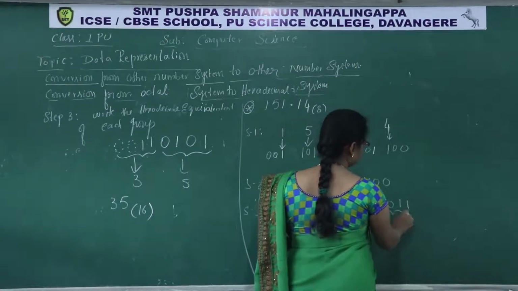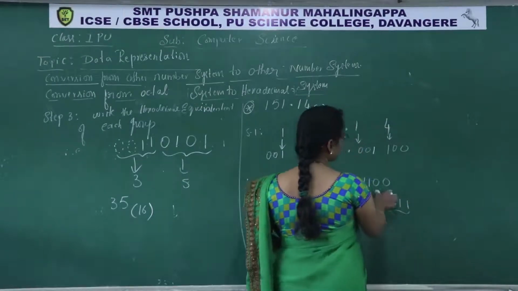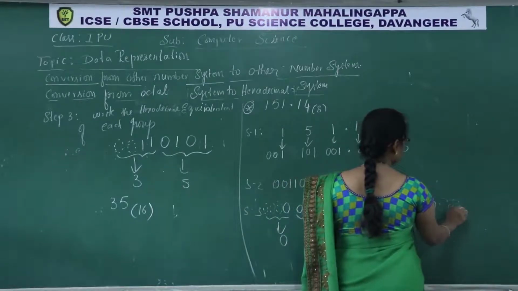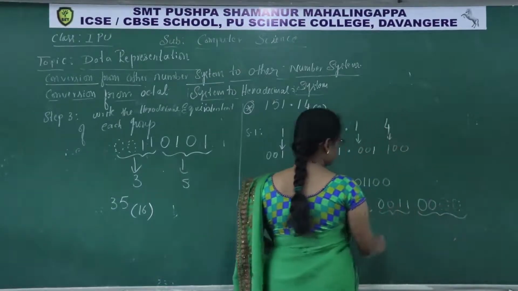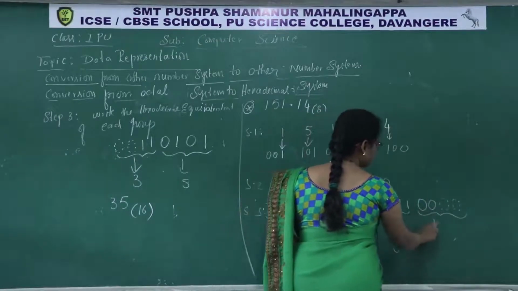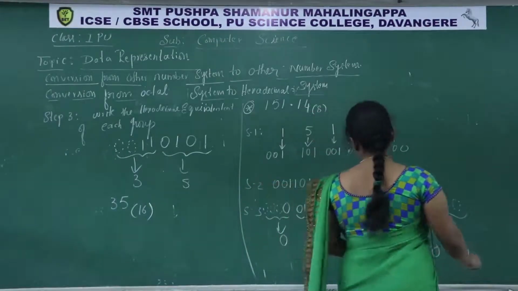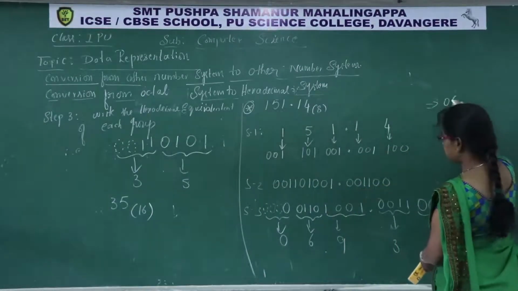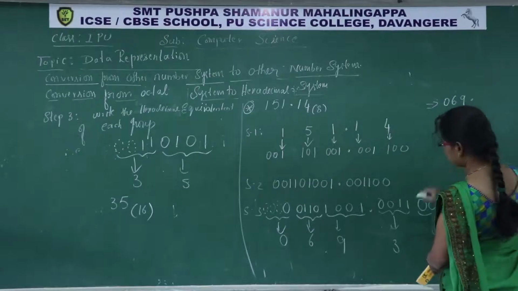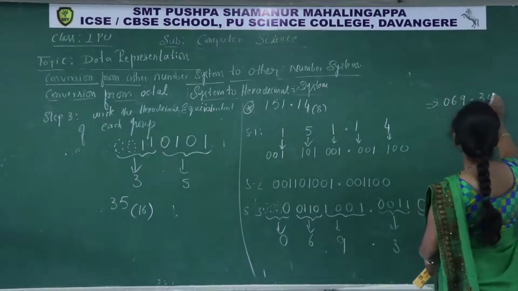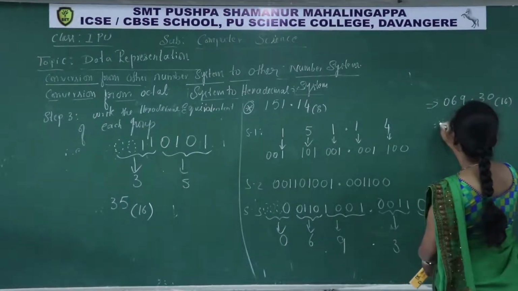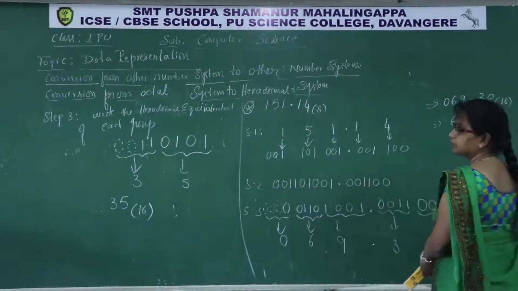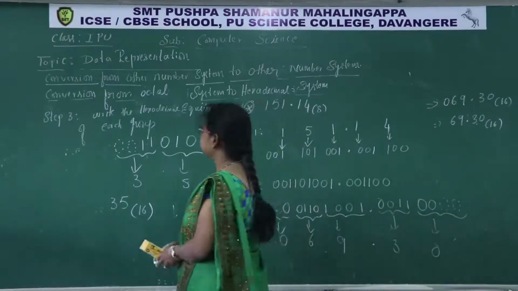Point here, we have to start from the most significant bit. 0011, and 2 more zeros are needed here. To balance it we need 2 more dotted zeros. This is 3 and this is 0. So the final answer is 069.30 base 16, or you can write it as 69.30 base 16. In this way you can write.